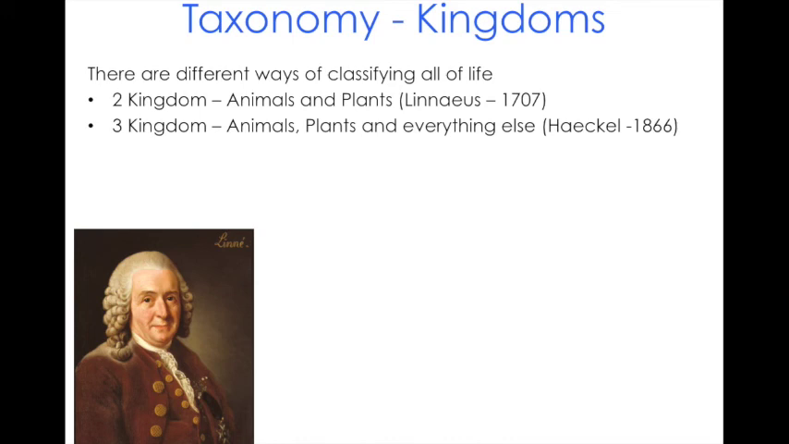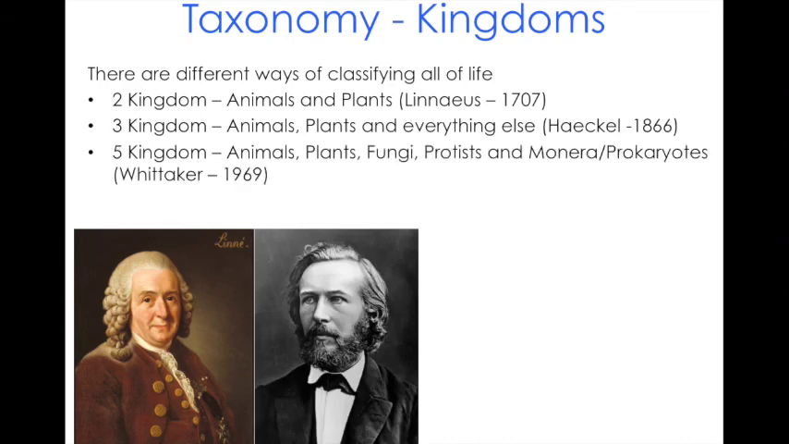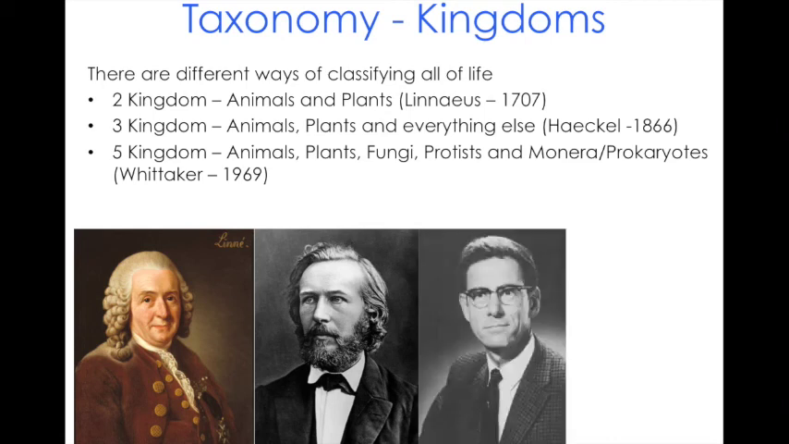But he knew that there were some things that didn't fit neatly into animals and plants, so he developed 3 kingdoms, which is the animals, plants, and everything else category. Once again, not exactly the most brilliant and specific way, but it was the best thing we had at the time. And then a guy named Whittaker developed a more specific category. So he developed 5 kingdoms in 1969, which is still the most prominent method that we use today.